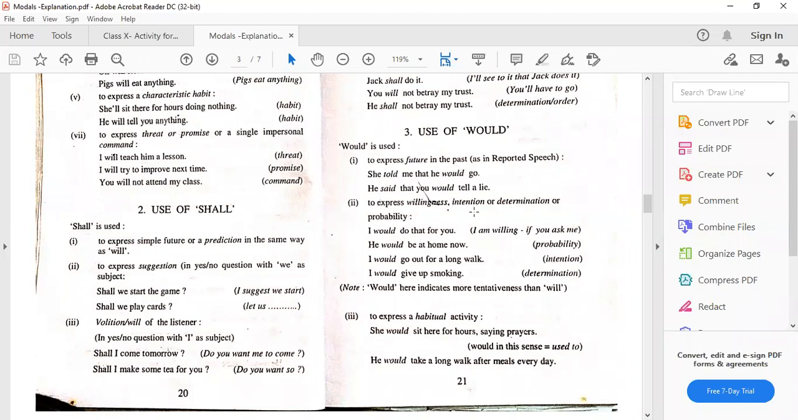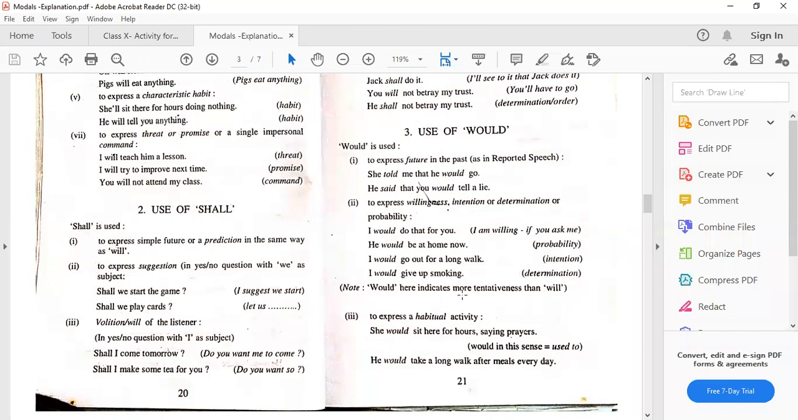To express willingness, intention, or determination or probability. Willingness, intention, determination, or probability means किसी काम के होने की संभावना है. Then also we use would. I would do that for you means I am willing if you want, if you ask. He would be at home now. Probability संभावना है कि वो शायद घर पर ही होगा. I would go out for a walk, long walk. Intention, I would give up smoking. Determination. So this shows the probability, intention, willingness, and determination.